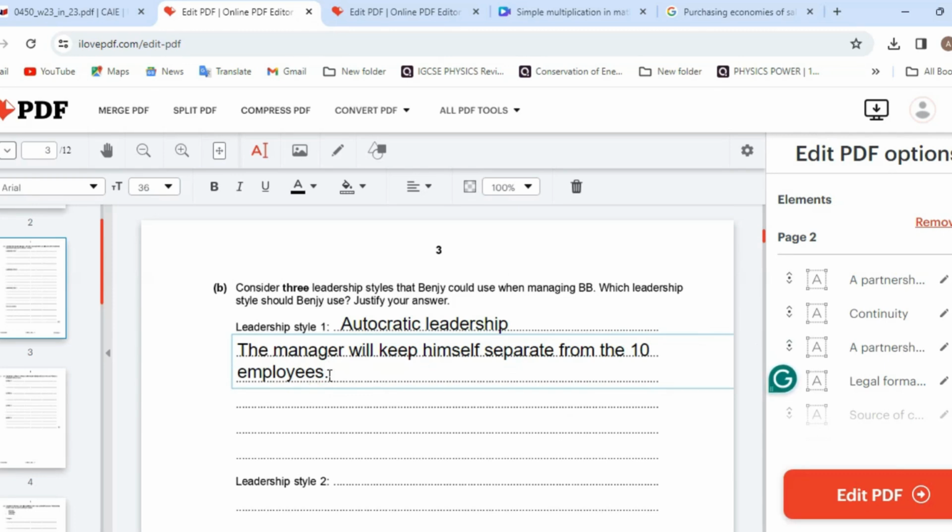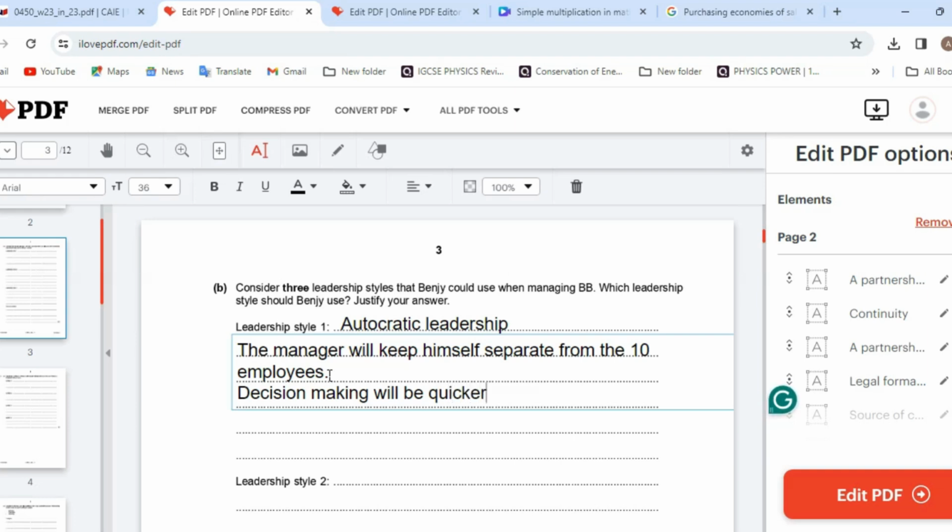And using autocratic leadership style, decision making will also be quicker.